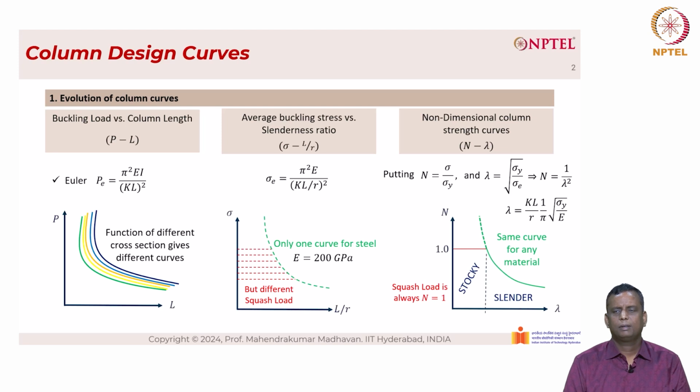Here, the cutoff point corresponds to 1.0. So when n equals 1, sigma equals sigma y, which means that the applied stress is equal to the yield stress. To the left side, you have stocky. To the right side, you have slender. The point at which it happens corresponds to 1.0.